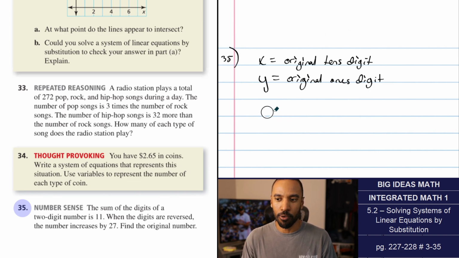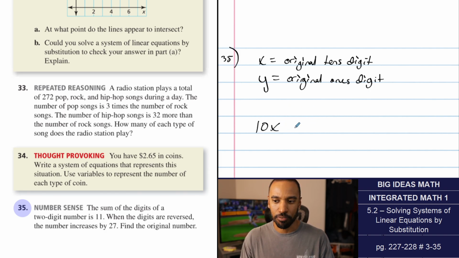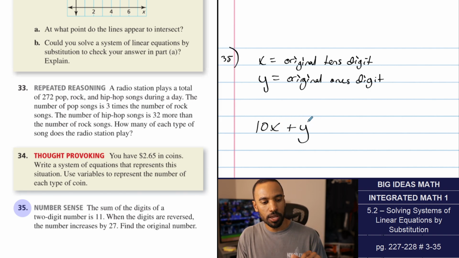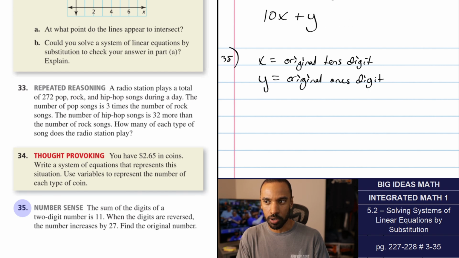How would I make 54 out of this? X is a digit. If the 5 is the tens digit, you'd have to say 10 times 5, right? 10x plus that y. 10x plus y would be the original number. Okay? I just want to make sure that you understand that's the original number.